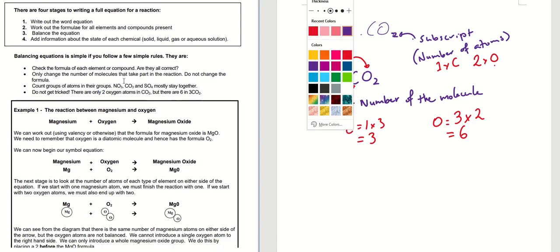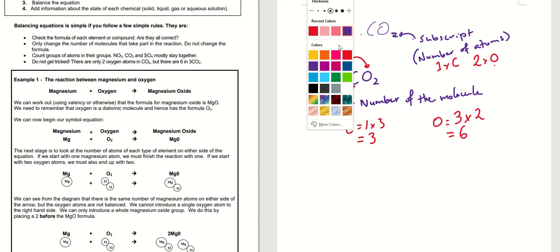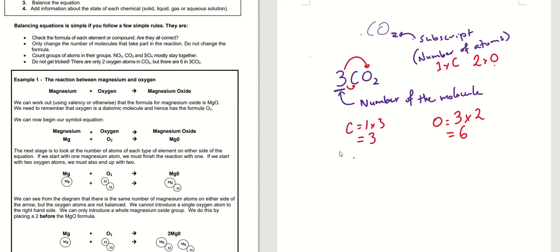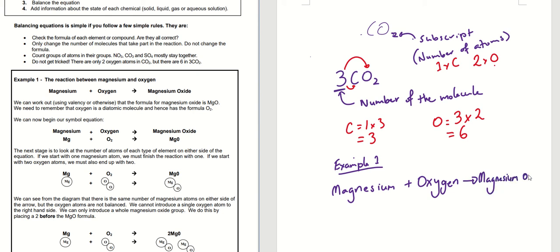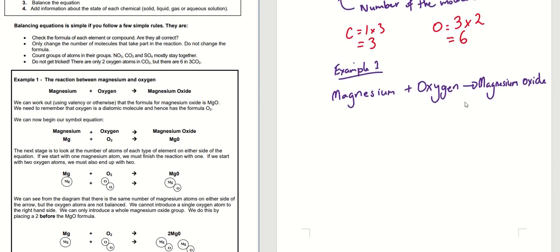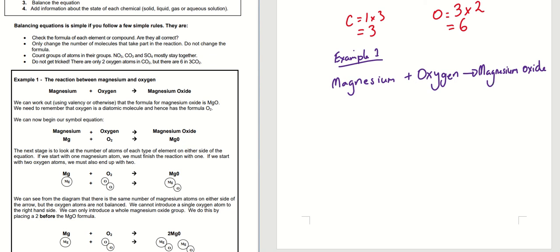Okay, so let's get to our first example. Our first example is magnesium plus oxygen. So example 1, we have our word equation. We have magnesium plus oxygen, and that gives us magnesium oxide. Remember, when writing a word equation, you want it on the same line. So there's that: magnesium, oxygen, magnesium oxide.